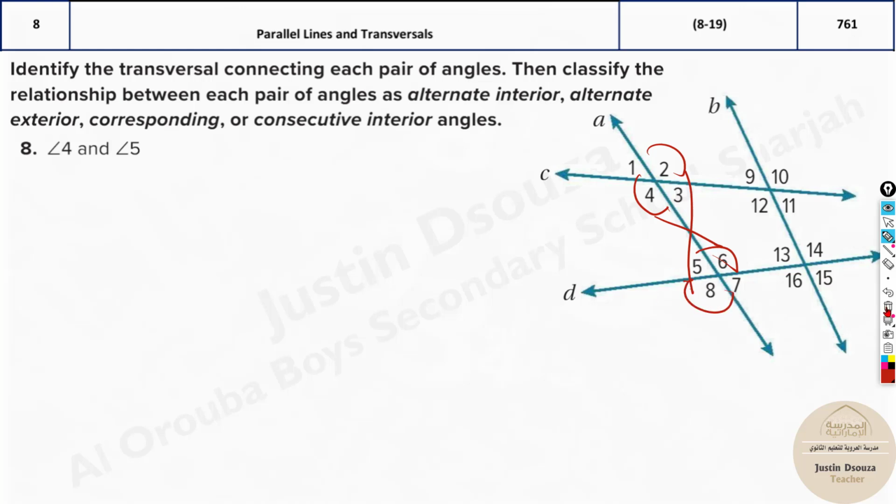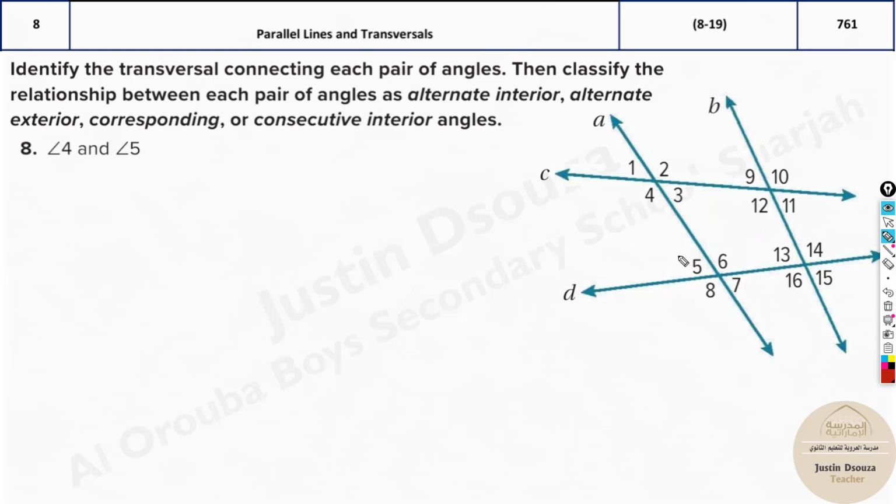That's the concept. What about corresponding? See, this 1 is top left, and 5 is also top left. They're corresponding to each other. 4 is down left, and 8 is also down left. So these both are corresponding. 4 and 8, 7 will be corresponding with 3, and lastly 2 with 6 over here. So they are corresponding to each other. And the transversal is A.